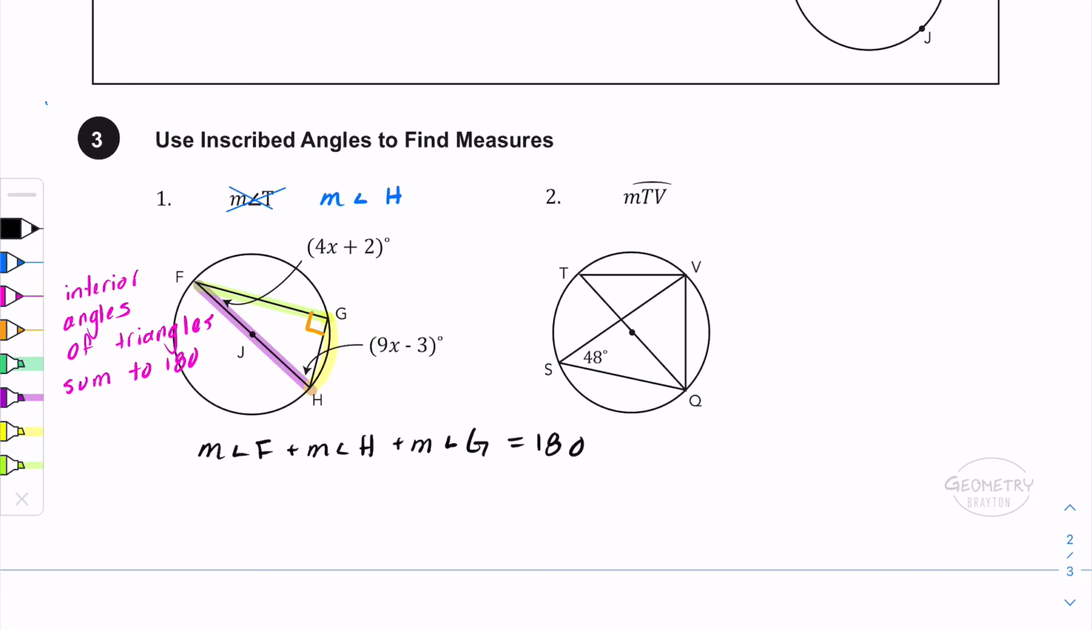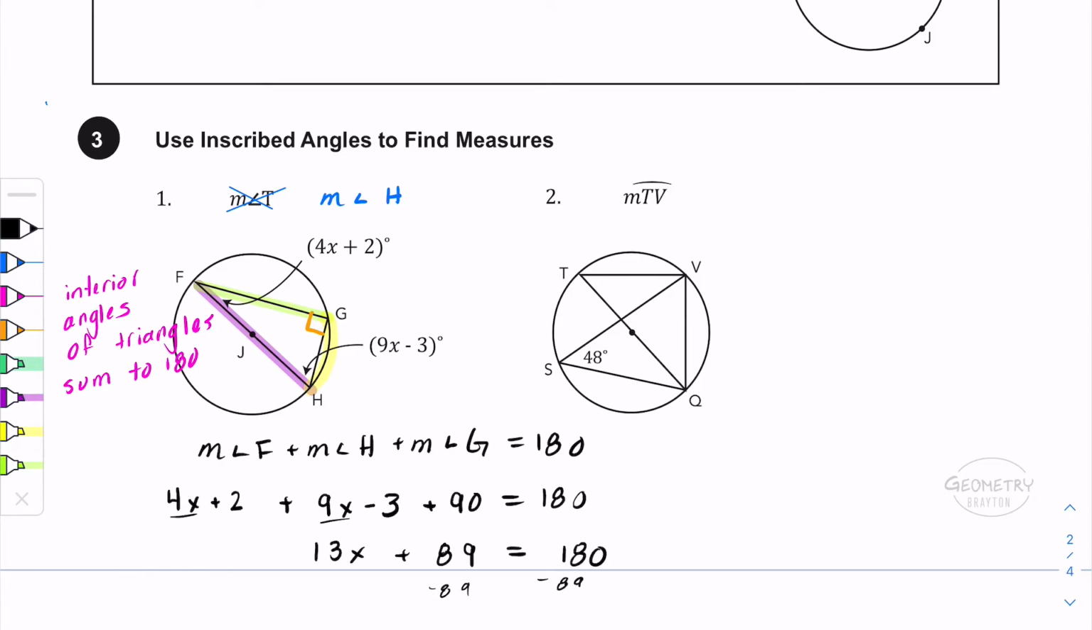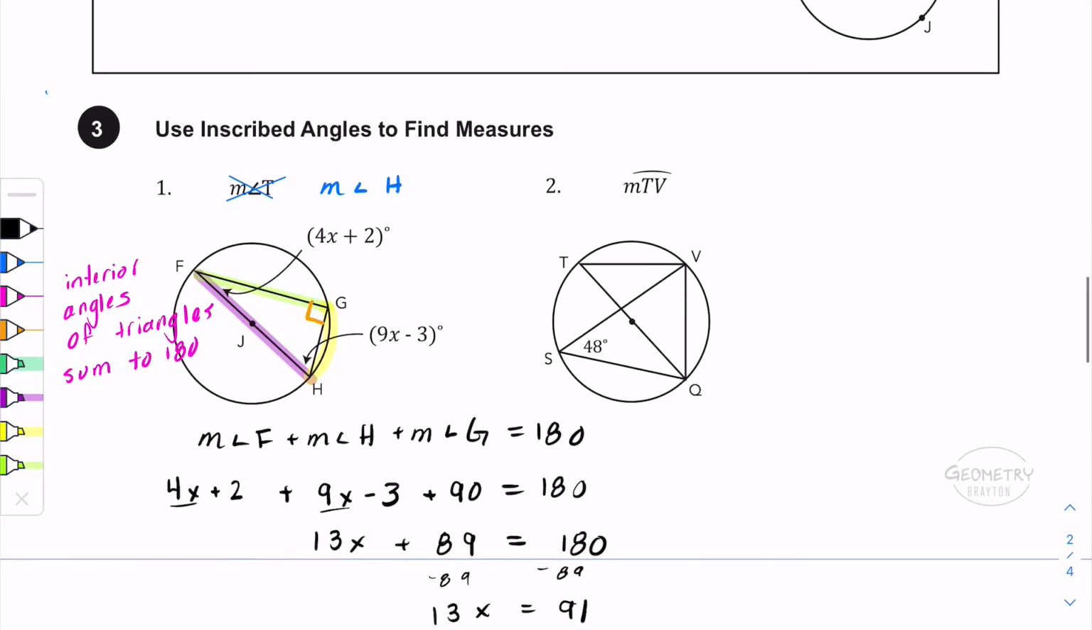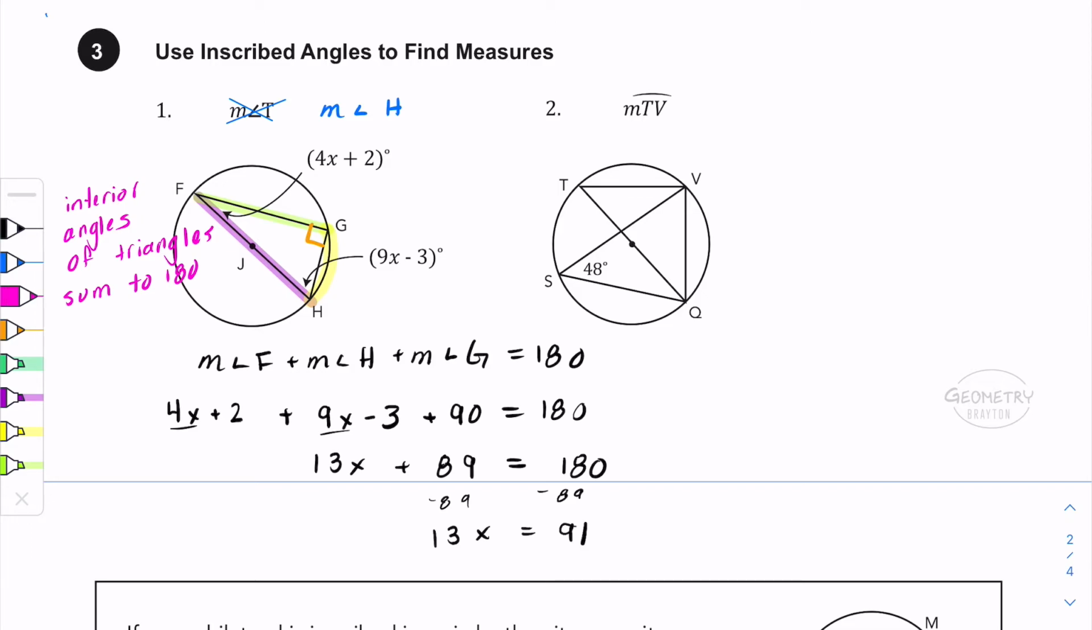The measure of angle F is represented with the expression of 4x plus 2. H is represented with 9x minus 3, and G is 90 degrees. This sums to 180. When we combine like terms, we have 13x plus 89 is equal to 180. Subtract 89 from both sides, and we're left with 13x equals 91. And then we're left with x equals 7.